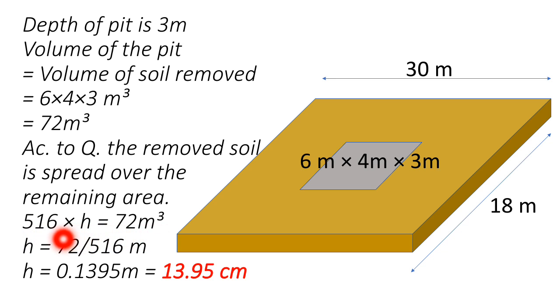So we have h equal to 72 divided by 516, which gives 0.1395 meter, and as per the question we have to get the value in centimeter up to two significant figures. So the answer is 13.95 centimeter. So this is the answer, and this is all for today. Thank you class.